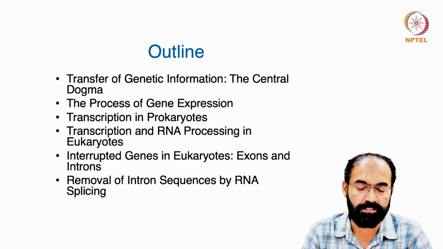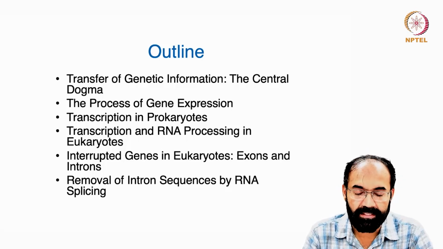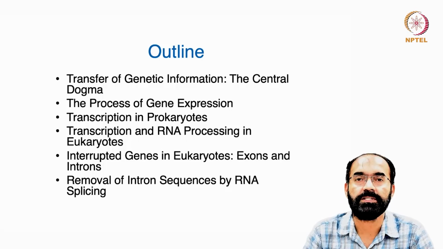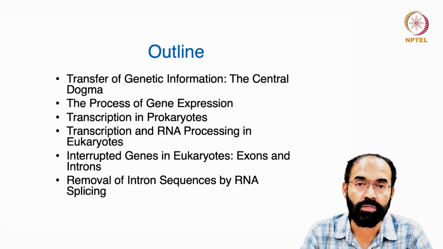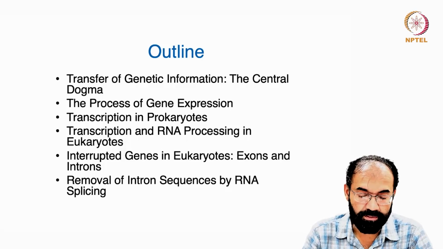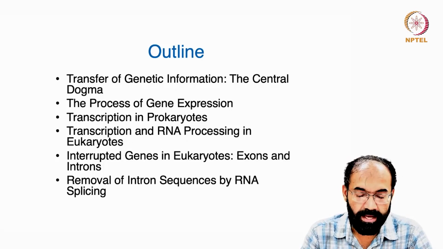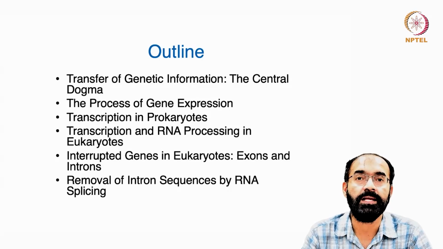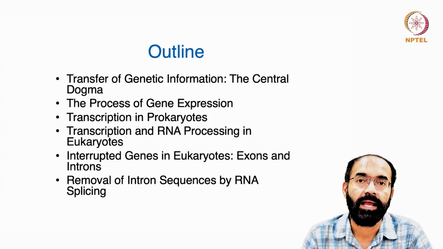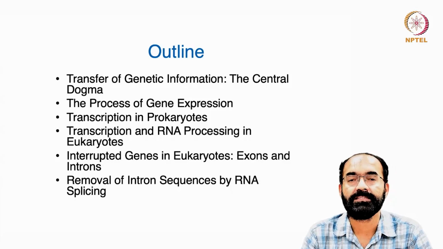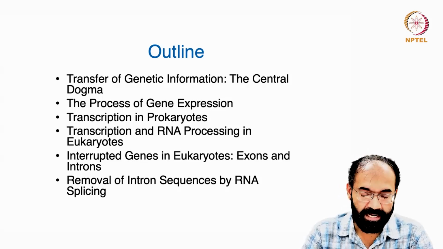And then the process of gene expression, how the so-called gene expression takes place in a cell. And then transcription in prokaryotes. Prokaryotes are bacteria and other single-celled organisms who don't have a proper nucleus. That is what we refer to as prokaryotes. Whereas the next topic is the transcription and RNA processing in eukaryotes. That means those organisms that have got a proper nucleus. Every organism that has got a nucleus is a higher order organism which has a higher complexity in terms of its gene expression and functioning.